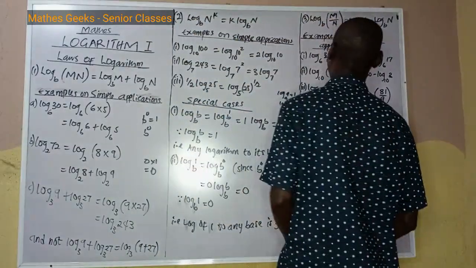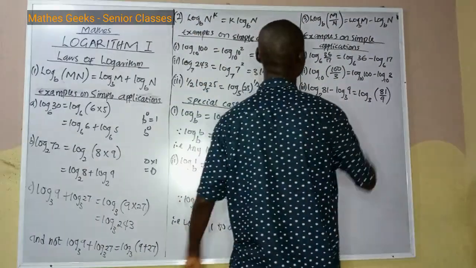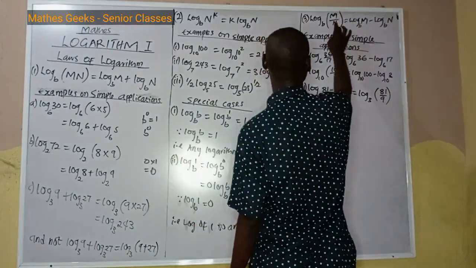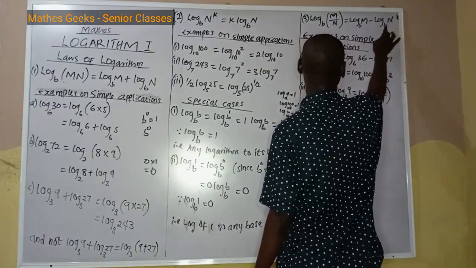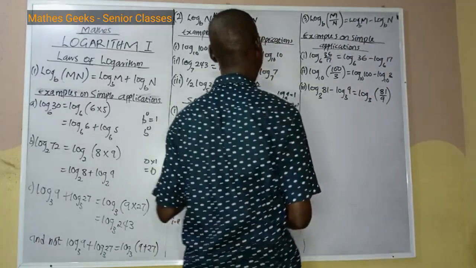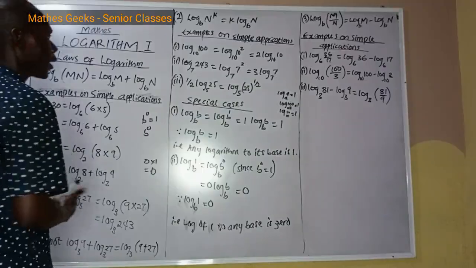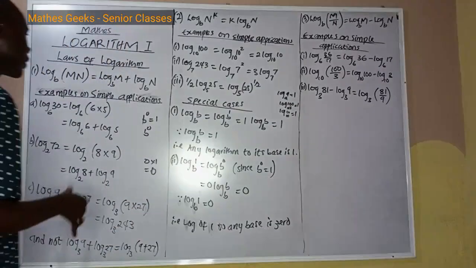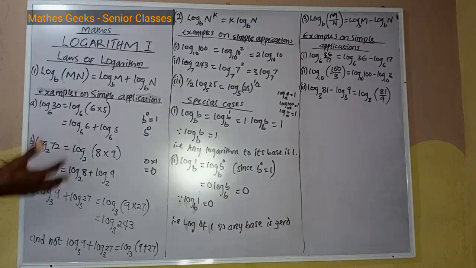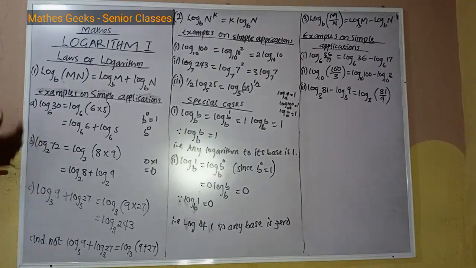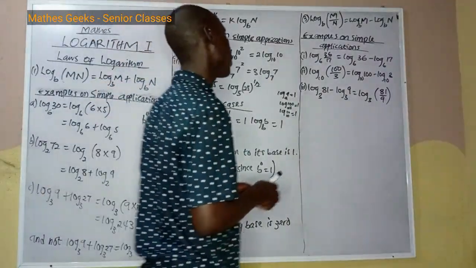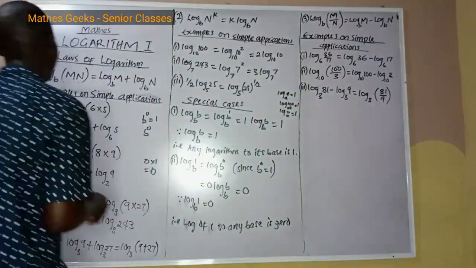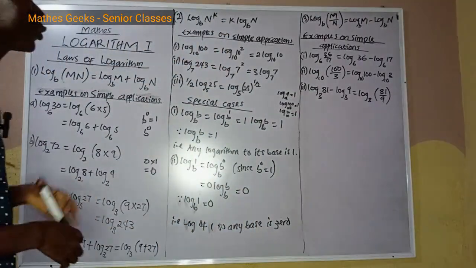Now let's look at the third law, which is the law of division of logarithm. So log m divided by n to the base b is equal to log m to the base b minus log n to the base b. So when there's division, you subtract. When there's multiplication, you add. Remember from the laws of indices, when indices are multiplied, you add, and when they are divided, you subtract. So that is carried over to logarithm also. So for logarithm, when there is multiplication, you add, and when there is division, you subtract.